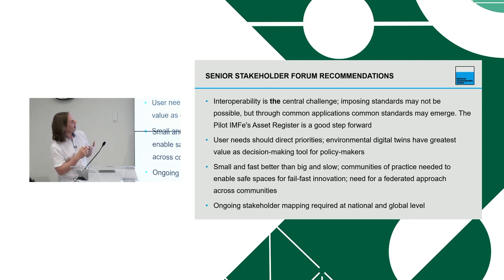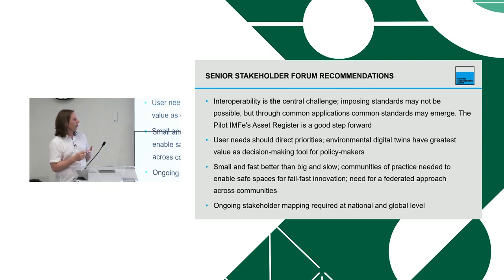But through common applications, common standards may emerge, and that's this ISO date thing that was discussed earlier. And the pilot IFME asset register is a good step forward. This asset register, which describes our twin, is a first attempt at trying to describe what a twin looks like. We know it's not the final answer. We know it'll iterate and evolve, and we know future versions are needed, but we just want to pilot something to actually show what's possible.